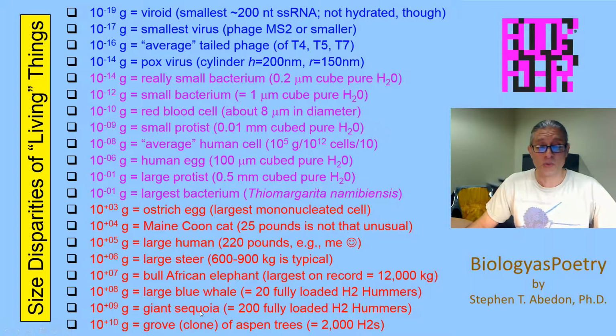The giant sequoia goes tenfold larger than the large blue whale. So now we're talking about 1,000,000 kilograms, or about 200 H2 Hummers. And then finally, a grove of aspen trees is about tenfold larger. Aspen trees grow clonally. They grow from each other's roots. And therefore, a grove is essentially one organism. And now we're talking about 10 million kilograms of mass, or about 2,000 H2 Hummers.